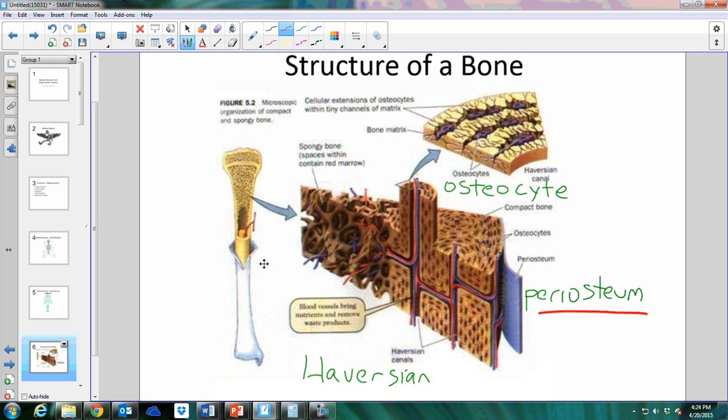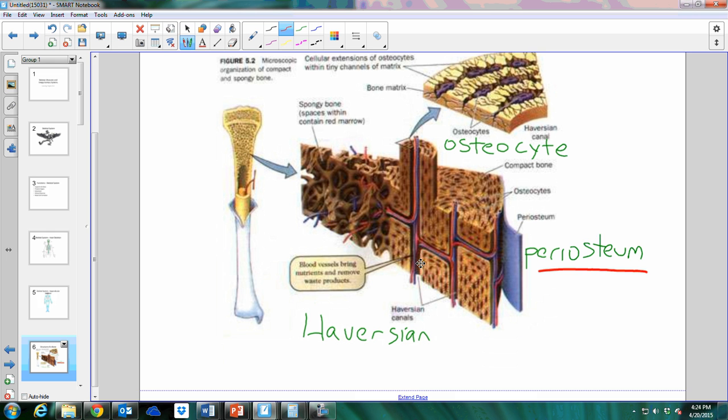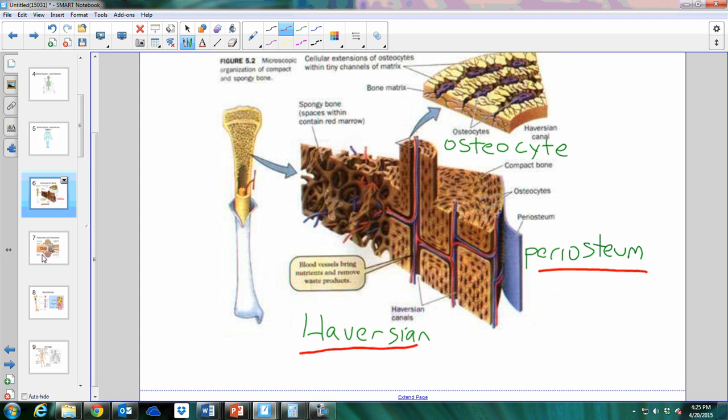And the haversian canals, which I have written here in perfect handwriting. Haversian canals are where things like nerves and blood vessels come in order to bring nutrients and to remove waste from the bones.